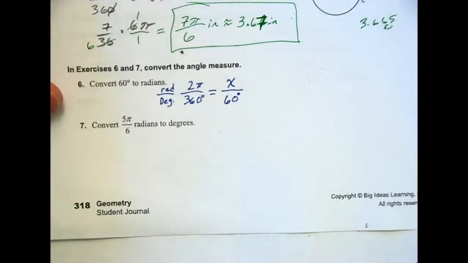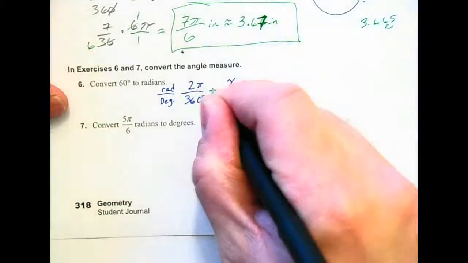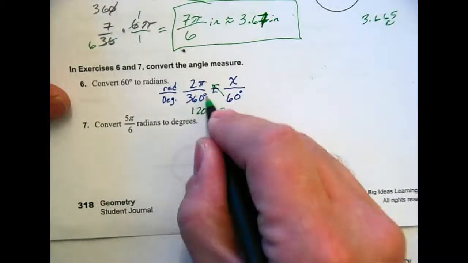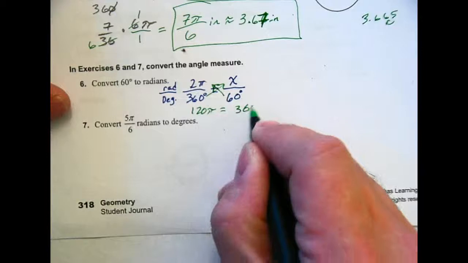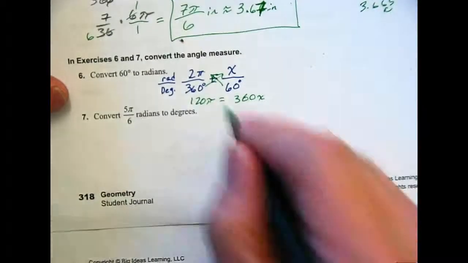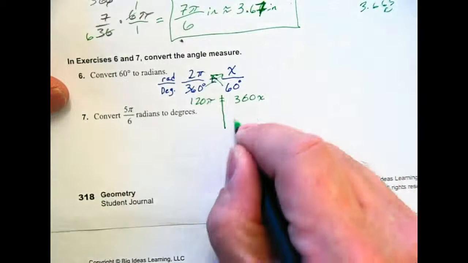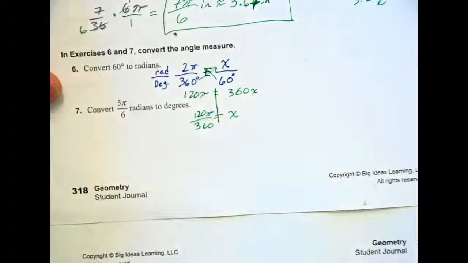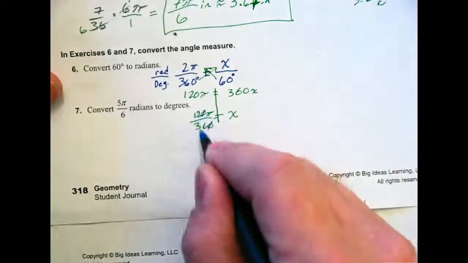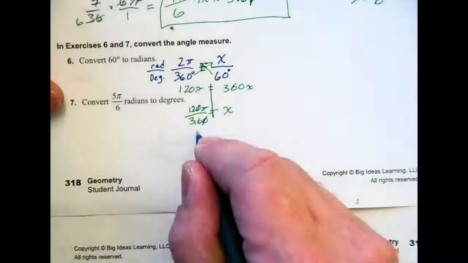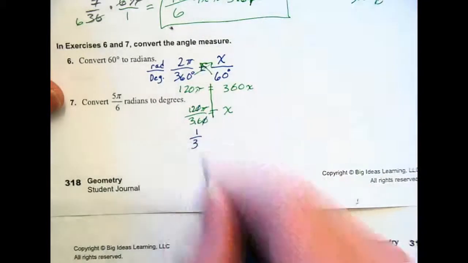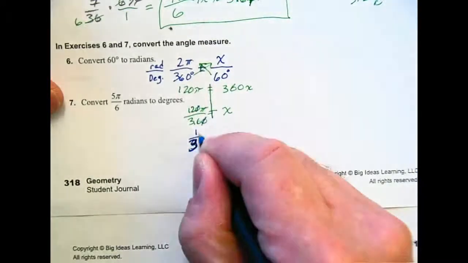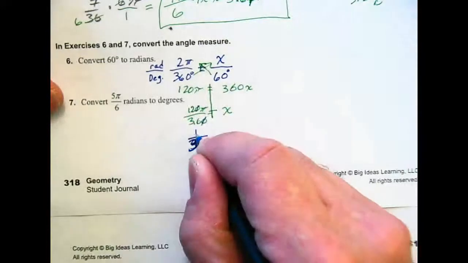Now, how do I solve a proportion? Cross multiply. That is 120 pi equals 360 x. Then I divide by 360. I get 120 pi over 360, which reduces to, we cancel the zeros, 12 over 36 is 1/3, or 1/4. No, 1/3. My goodness. 1/3 pi. And we usually write that as 1 pi over 3.